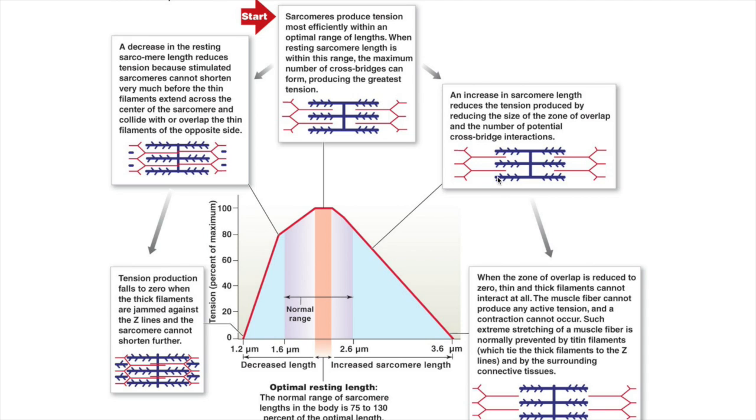As it comes closer together, there's more overlap, tension goes up. At this point, there is maximum overlap of actin and myosin. This is where the maximum number of cross bridges can be formed, but it's before the thin filaments start to overlap with each other. So as they start to overlap, that's when tension starts to go down, and they can only get so short before they crash into each other. So that's why tension goes down when it gets too short.